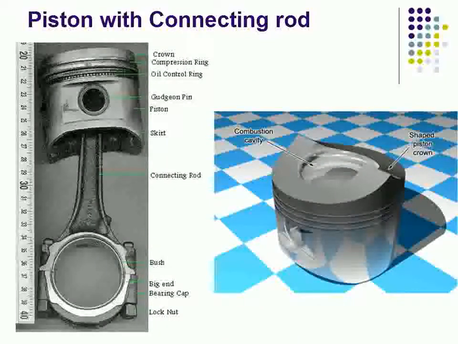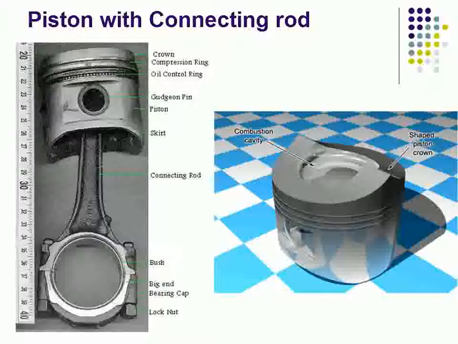The left hand side picture is of piston with the connecting rod. In this you can see the piston and the different parts of the piston. The topmost part of the piston is called crown. Then beneath the crown are the rings. On the top are the compression ring, and at the bottom is the oil control ring.